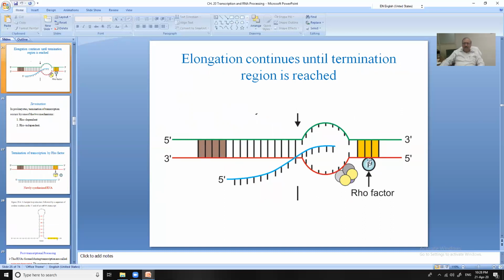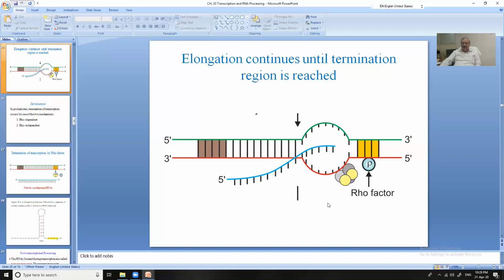Right? So you will find a Rho factor here. You may find a Rho factor or you may not find a Rho factor. Actually, there are two mechanisms, Rho factor dependent and Rho factor independent, that I will be telling you later on. So 5' and 3', 3' to 5', these are the strands of the DNA, and then you will find a blue one. It is the messenger RNA, it may be a messenger RNA, it may be a ribosomal RNA or transfer RNA, but RNA is synthesized here like this.